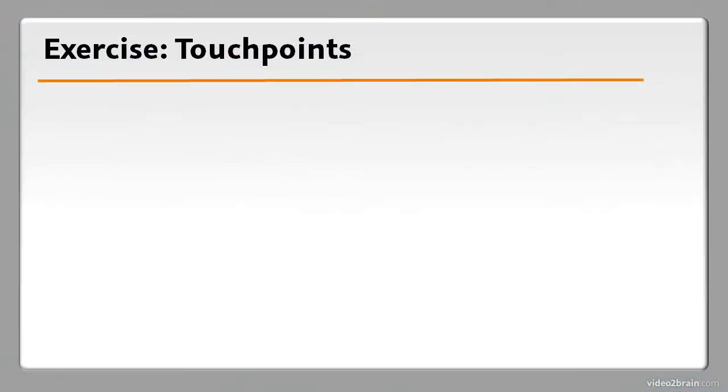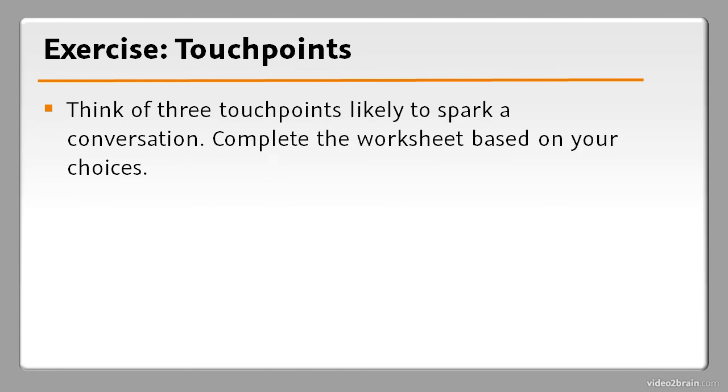So in the exercise, what I'd like you to do is to think of 3 touch points likely to drive some conversation. 3 things that people talk about. Maybe some they talk about more than others. Don't just pick 3 very high talk value things, because you'll just get a clump of points up in one part of your chart. But think of some things that people talk about a lot and some that they don't talk about very much with regard to your product.